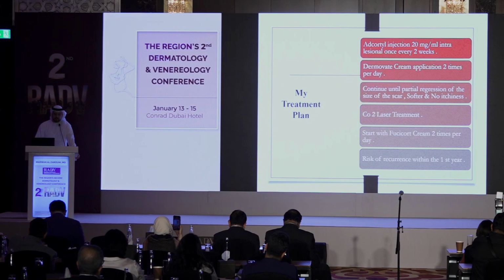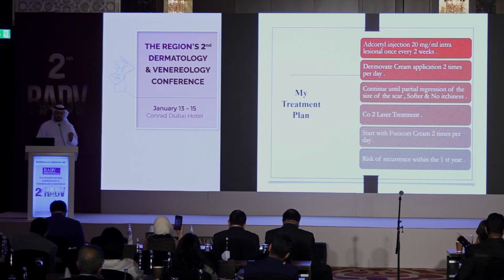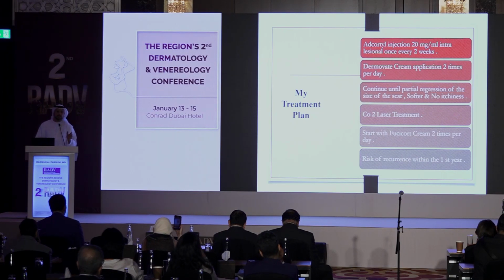And then in between the sessions, I encourage the patient to use the Dermovate cream application twice per day and continue that until the partial regression, because in the first session of injection, the patient will notice that the itchiness starts to disappear or reduce. And then when you continue, in the second session, total itchiness will disappear. And then in the third one, the lesion will become softer. And then in the fourth one, it will shrink. And then once you go to the fourth session, you have 1 week to remove it surgically.